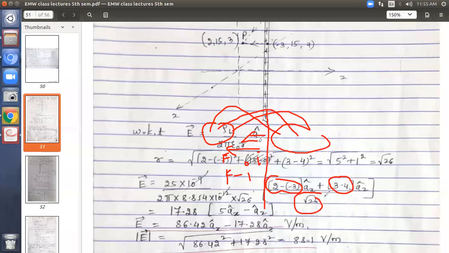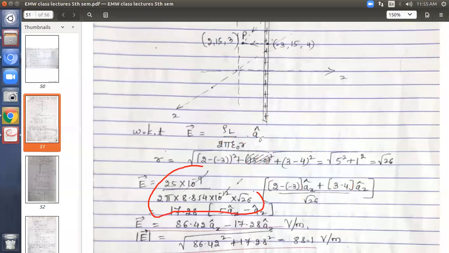Magnitude of the position vector R, which we have already calculated, is root 26, right? So aR is given by the position vector R divided by its magnitude. So we have calculated this; now for this calculation of rho L, it is given by rho L over 2 pi epsilon naught into R into this unit vector aR.